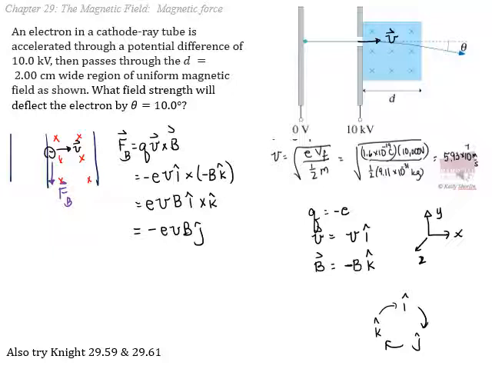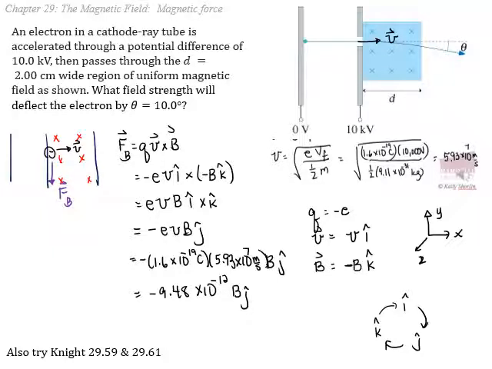Now we can stick with symbols or put in some numbers. I think I'll go ahead and put in numbers. So minus 1.6 times 10 to the minus 19 coulombs times 5.93 times 10 to the 7 meters per second times the magnitude of the field B, j hat. Multiply our numbers together, we get minus 9.48 times 10 to the minus 12 B, j hat. So what we found right now is an expression for the magnetic force as it depends on the magnetic field.